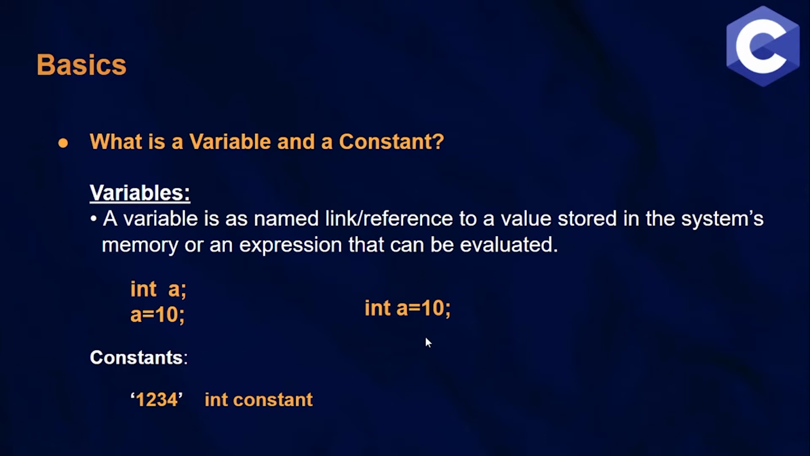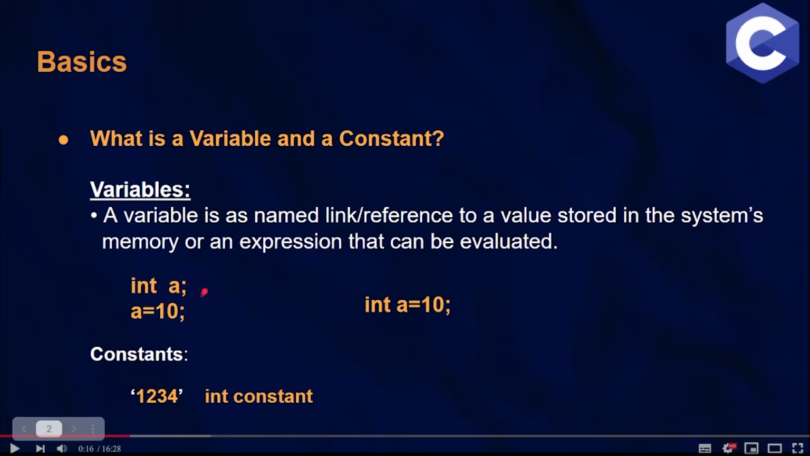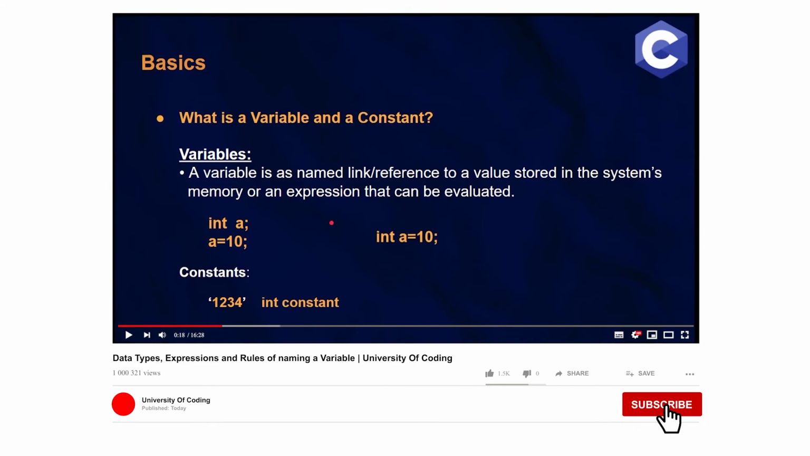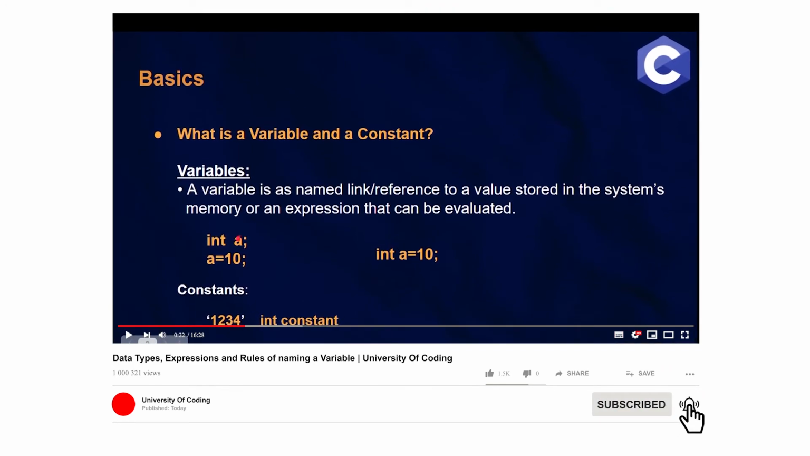Let us start with the basics. First of all, what is a variable and what is a constant? A variable is a link or a reference to a value that is stored in the system's memory. Here a is a variable, and a is initialized to 10. Then a will be linked to the memory location which has the data 10. Later on, if you assign a is equal to 20, changing the value of a from 10 to 20, then the link will change. Now the link will refer to the value 20. So this is a variable.